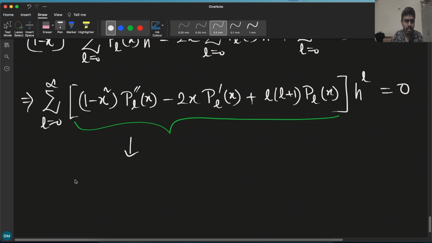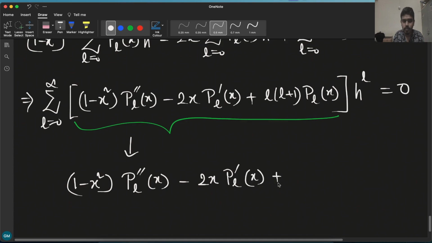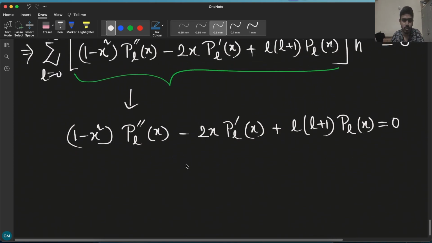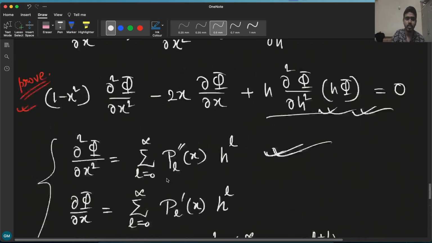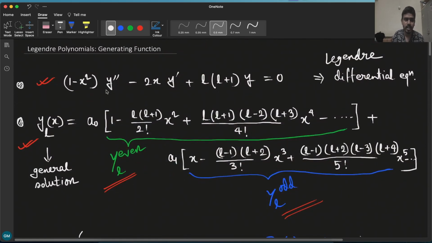So if I make it 0, what we are left with is 1 minus x squared times P double dash L of x, minus 2x P dash L of x, plus L into L plus 1 times PL of x equals 0, and I think you can immediately recognize this expression. This is basically the Legendre differential equation, where this y is basically PL of x.